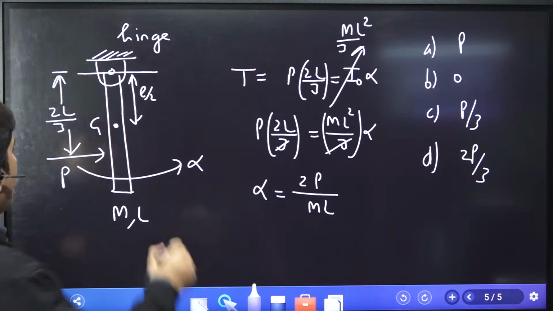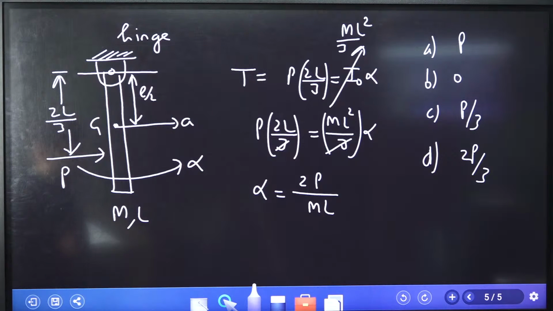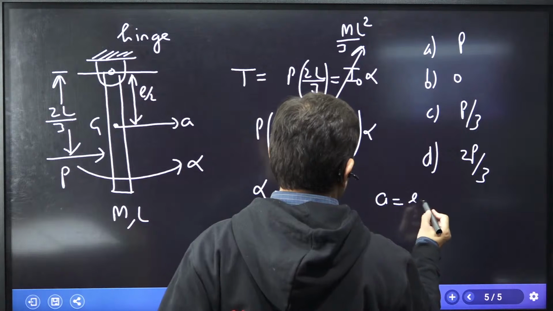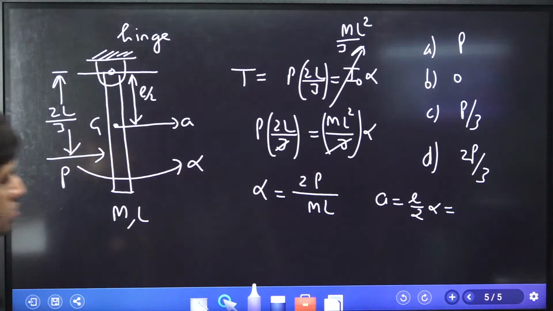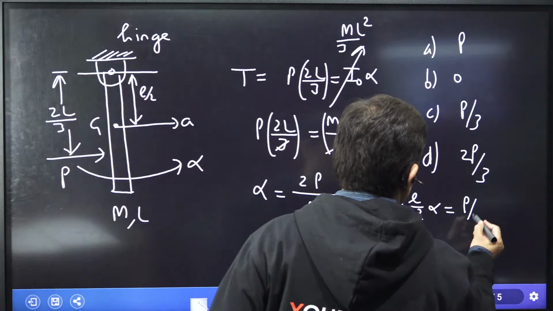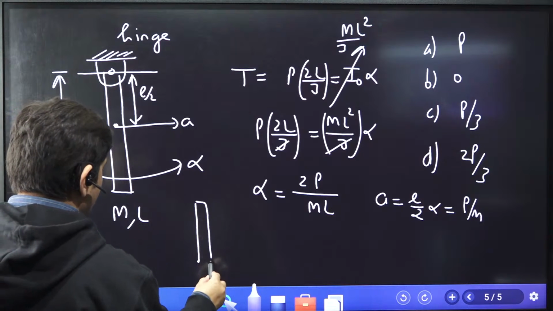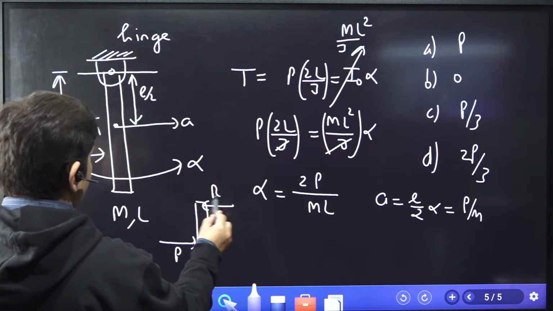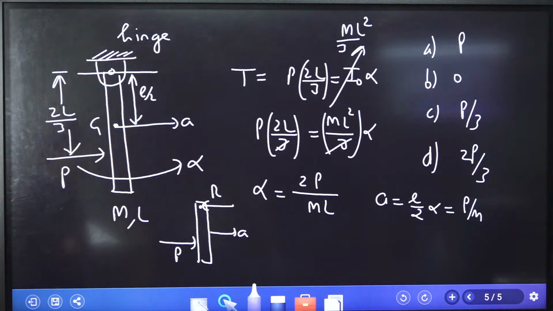But now I want to find out the acceleration at center of mass. Yes, acceleration at center of mass is L/2 into alpha. Can you tell me that? Now L/2 times alpha, that is P over m. P over m is the acceleration of the center of mass. Now take the free body diagram of this. Let's say this force is P, reaction we want to find out at hinge point is R, and acceleration of the body is given as A.